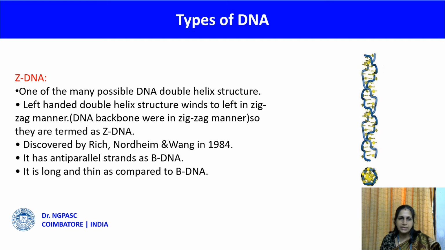The third type is Z DNA. It is one of the many possible DNA double helix structures, which is a left-handed double helical structure which winds to the left in a zigzag manner. That's why the term is Z DNA. It was discovered by Rich, Nordheim and Wang in the year 1984. It has antiparallel strands like B DNA and it is quite longer and thinner compared to B DNA.